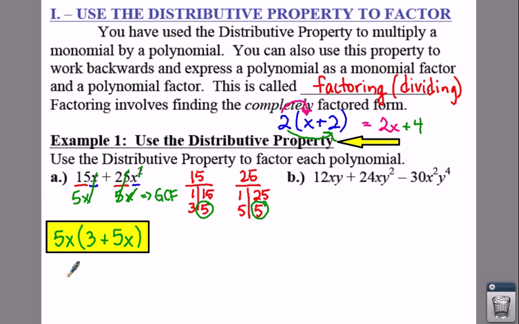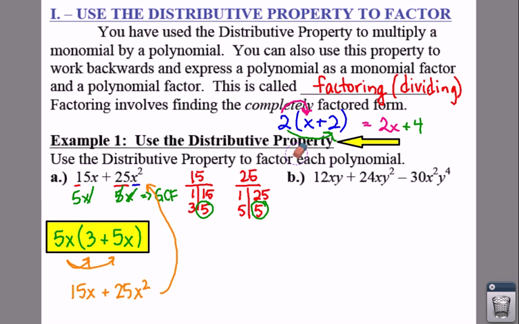You don't have to show this work, but it might help you. If you take a 5x times a 3, that gives you a 15x. If you take a 5x times a 5x, that's going to give you a 25x squared. Notice this is exactly what we originally started with. So if this is what you originally started with, then this will help you with your factoring here. So that's how you finish up part A.